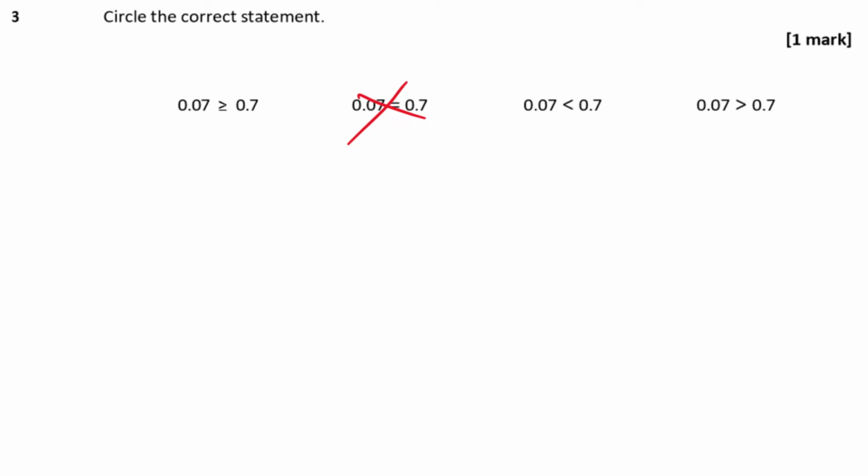Now, 0.07 is the smaller one, isn't it? That's 7/100ths, whereas 0.7 is 7/10, which is much bigger. Okay, so this first one says that 0.07, the small thing, is greater than or equal to 0.7. That is not true. We already ruled out the second one. The third one seems correct to me. 0.07 is smaller than 0.7, and the last one, 0.07, is definitely not bigger than 0.7. So it's that one there.